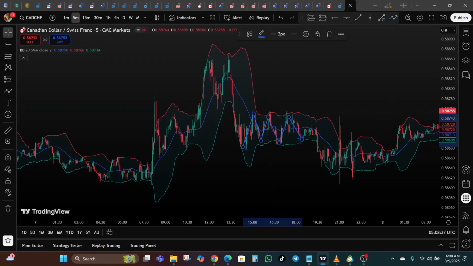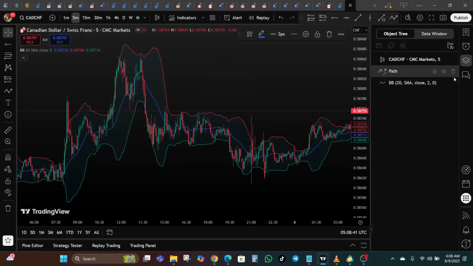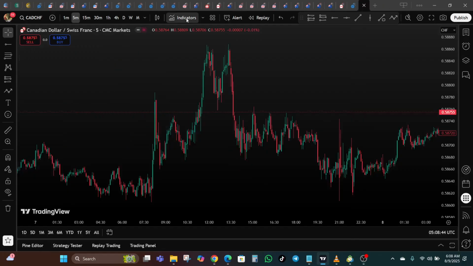Now the next indicator we are going to be looking at is the MACD.